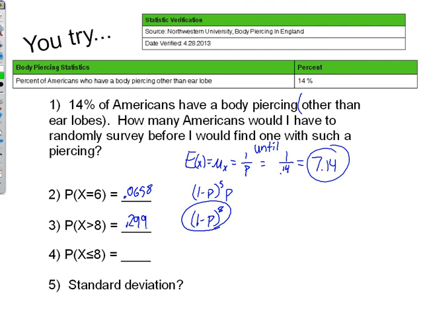And then less than or equal to 8. Well, if you think about it, I just did the probability of greater than 8. So wouldn't less than or equal to 8 just be the complement of that? It's just going to be 1 minus 0.299, or 0.701. And then standard deviation, of course, was that formula of failure over success squared, square rooted. And that turns out to be, did it ahead of time, 6.62. All right, give it a shot.